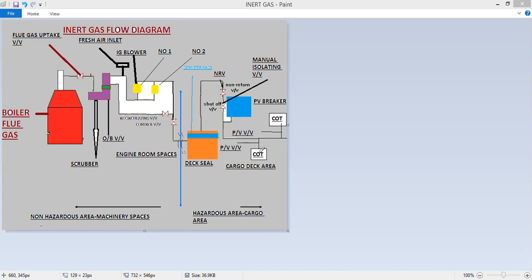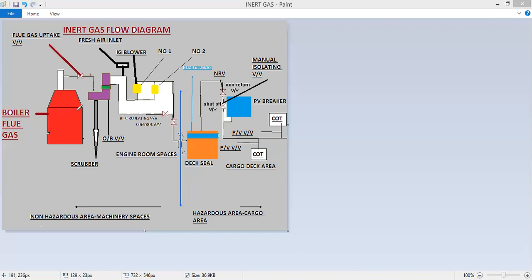So basically before loading any cargo, we check the oxygen content in the tanks. It should be less than 8%, and this inert gas is used to achieve that. While discharging the cargo also, we fill the cargo spaces with inert gas so that oxygen content is always less than 8%. And how do we make this inert gas?